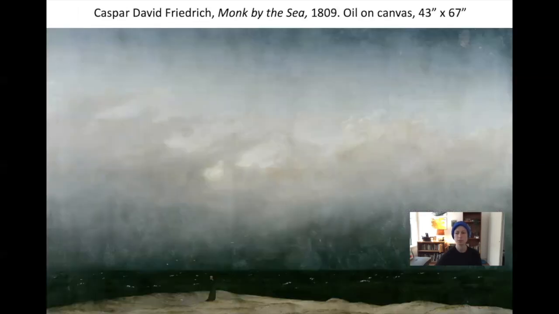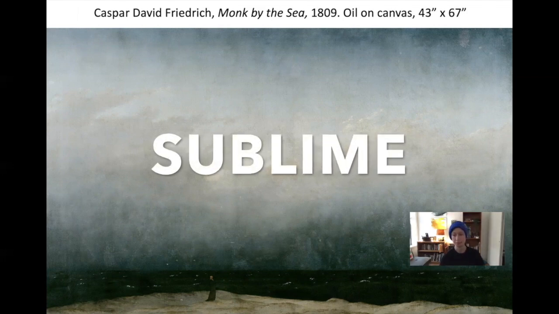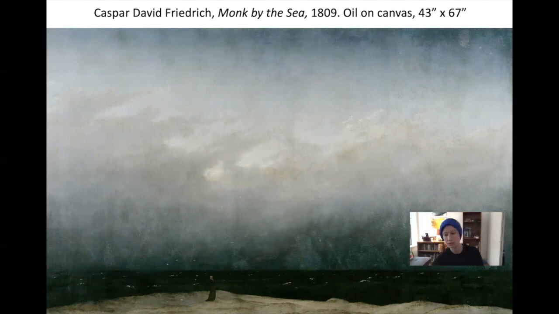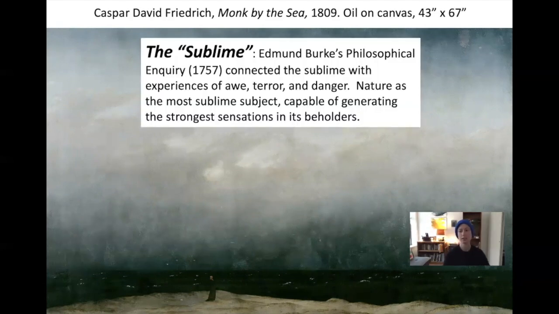Romantic artists also depicted scenes of nature, but not just any old nature. We're talking the sublime. Edmund Burke's Philosophical Enquiry, which was published in 1757, connected the sublime with experiences of awe, terror, and danger. Burke saw nature as the most sublime object, capable of generating the strongest sensations in its beholders. This romantic conception of the sublime proved influential for several generations of artists, like the German artist Caspar David Friedrich.